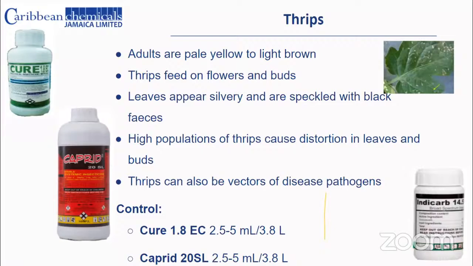Again, we have caprid as one of the products used in our arsenal to control thrips. Cure is also a wide product, not only in mite control, but also in general control of soft-bodied insects. And we also have Indicarb, it's a broad spectrum insecticide as well. Slide.